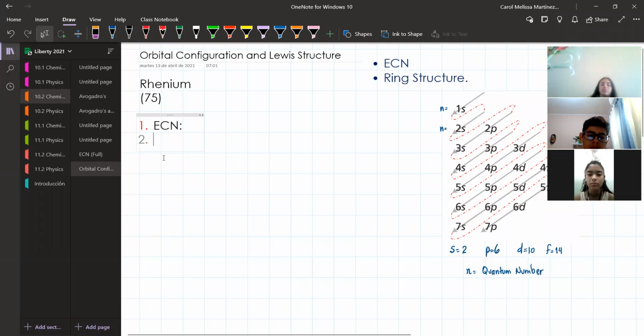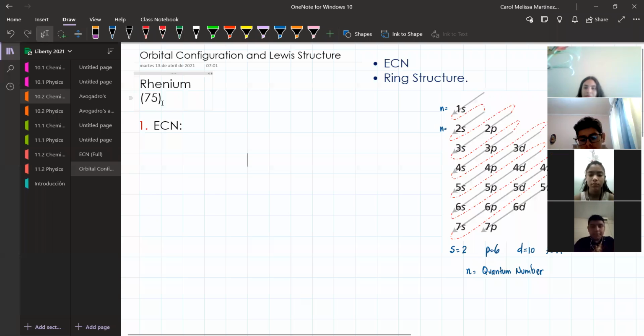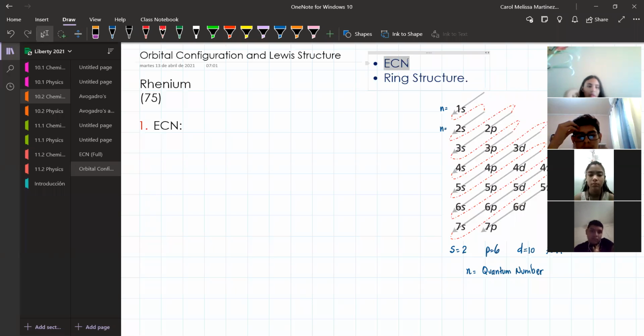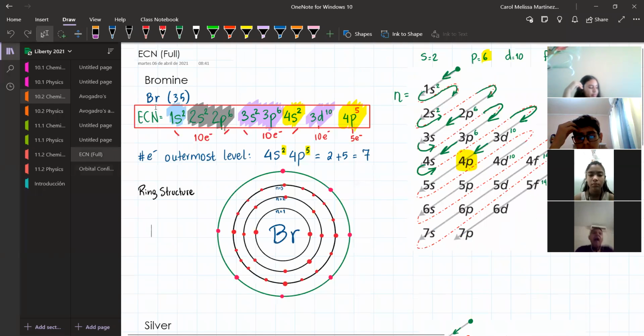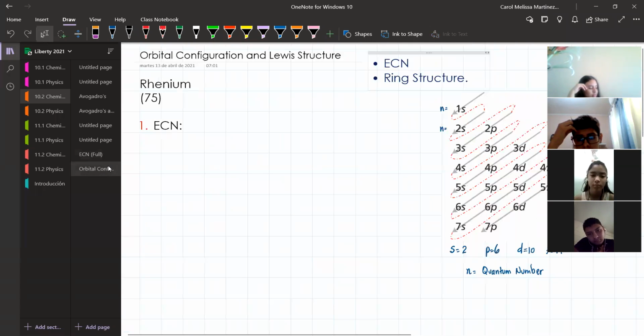So I'm gonna do an example for the element rhenium. Rhenium is located in the periodic table in position 75. What do you need to know for orbital configuration and Lewis structure? You need to know how to do the ECN, that is the electron configuration notation, the one that we have been doing so far, and the ring structure. This, okay? What is in the red box and the ring structure. You already know how to do that.